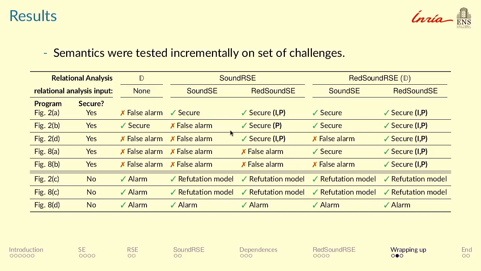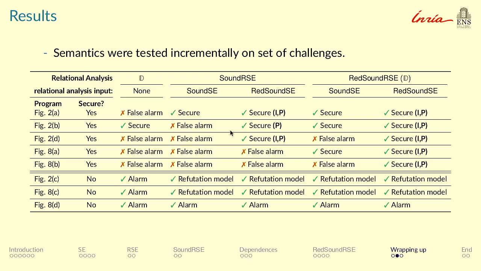What's the difference between the refutation model and the alarm? If you look at the last one, at the bottom, you say alarm. Is it undecided? But obviously you know the ground truths, right? Yes, of course, in these programs we know whether they are non-interferent or not.